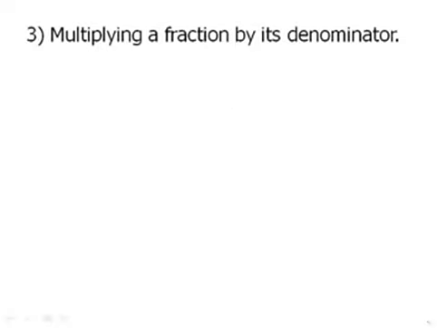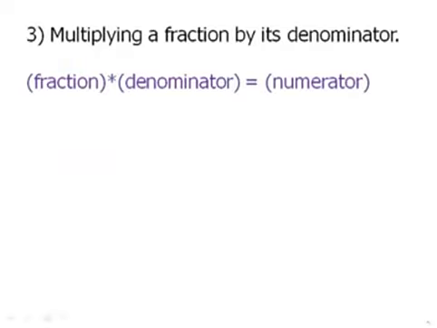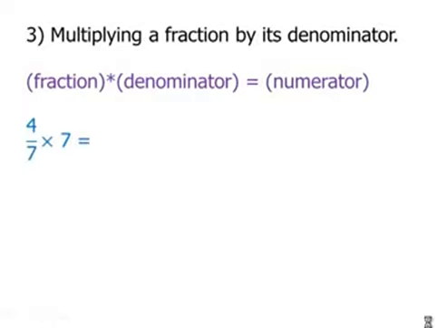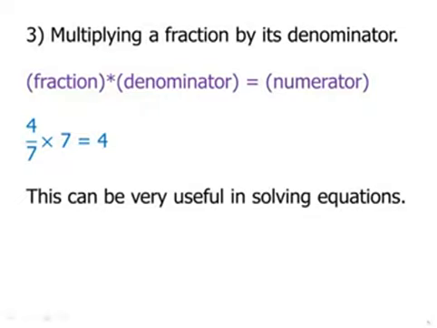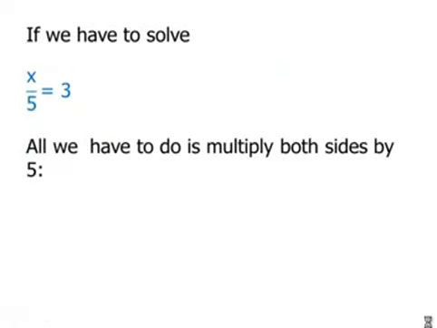The third idea we'll talk about is multiplying a fraction by its denominator. And the big idea is fraction times its denominator equals the numerator. So for example, 4 sevenths times 7 just gives us 4. This can be very useful in solving equations. So for example, if I have to solve for x, all I have to do is multiply both sides by 5, and it will cancel on the left side, and of course I'll get x equals 15.